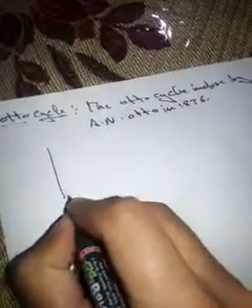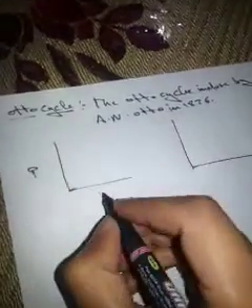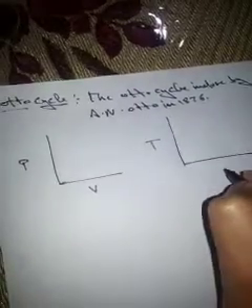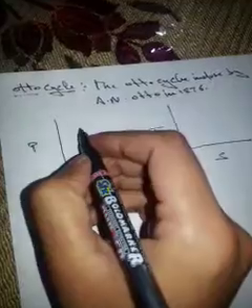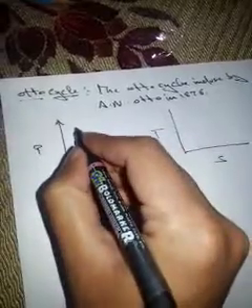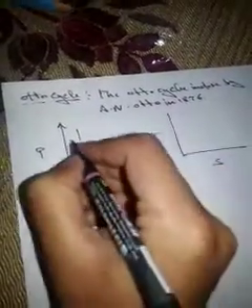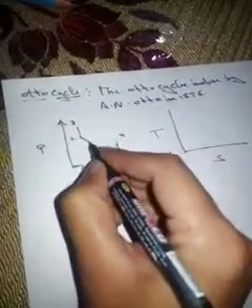Two graphs are plotted between PV and TS diagram for the Otto cycle, in which PV diagram has points 1, 2, 3, 4.